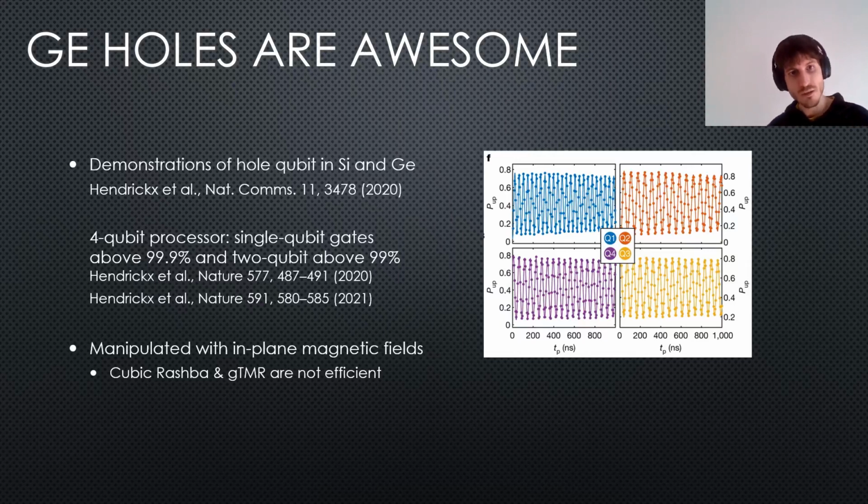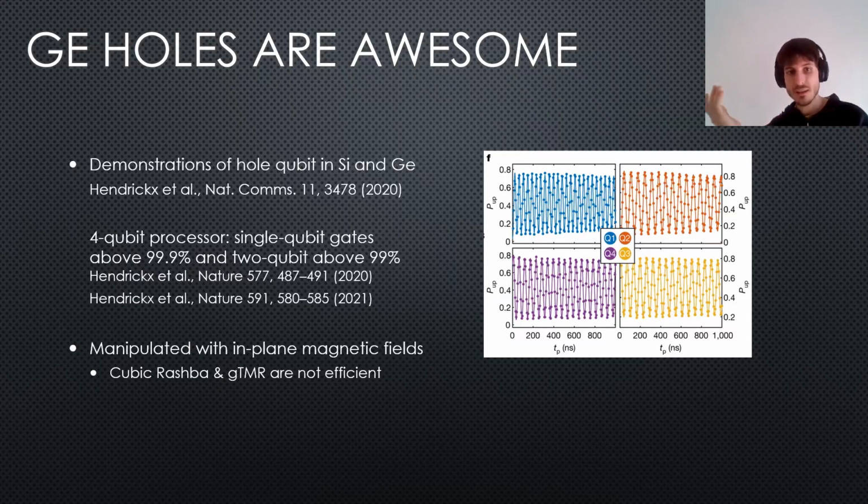And well, there are already very nice demonstrations in both silicon and germanium. There's a 4-qubit processor in Delft, where they have shown very nice single qubit gates and 2-qubit gates. And one interesting thing about these works is that they were able to manipulate the spin with in-plane magnetic fields. However, the conventional theory says that in these planar isotropic quantum dots, you expect cubic Rashba.